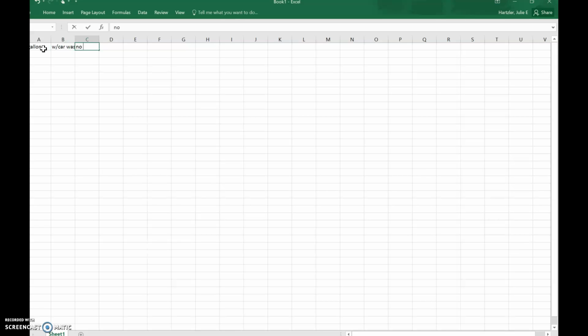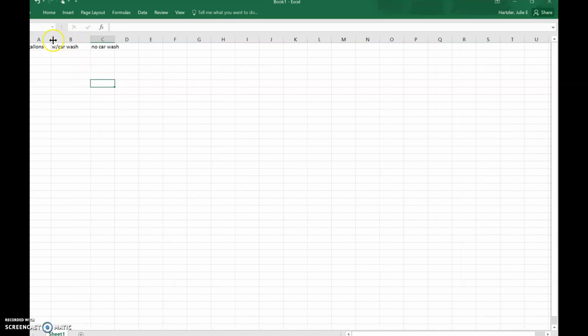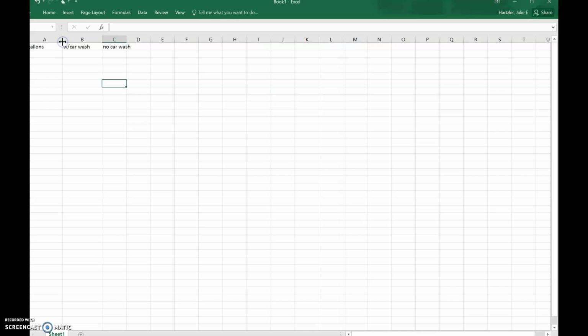And then no car wash. And again, I can come up here and make these go apart a little bit. Okay, so gallons of gas, you always want to start at 0 because real life always starts at 0. So, and I'm just going to go by ones here.